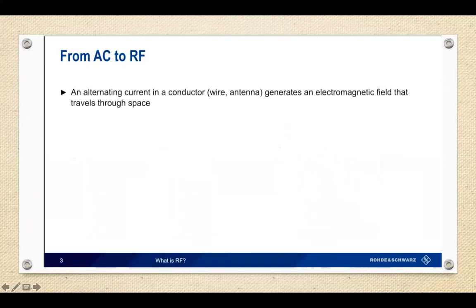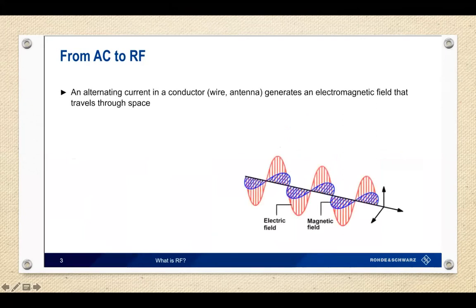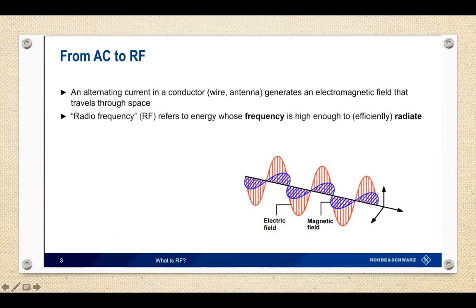Any alternating current that moves through a conductor, such as a wire or an antenna, also generates an electromagnetic field that travels outwards into space. At very low frequencies, such as the 60 Hz AC we just mentioned, this electromagnetic field is not particularly strong and will not travel very far. Radio frequency, or RF, refers to energy whose frequency is high enough to efficiently radiate into space.